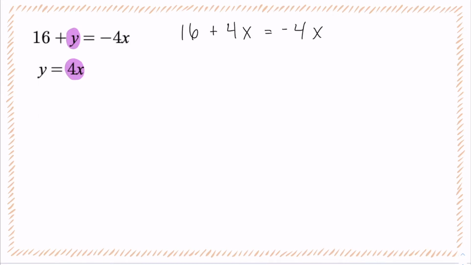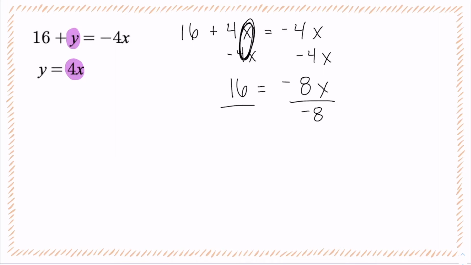By doing this, we are working with one variable. So now we solve for x. So we want to get all the x's on one side. So we're going to move 4x to the other side. So that simplifies to 0, leaving us with 16 equals negative 8x. Okay. And then we now need to divide both sides by negative 8. And we get that x equals negative 2.